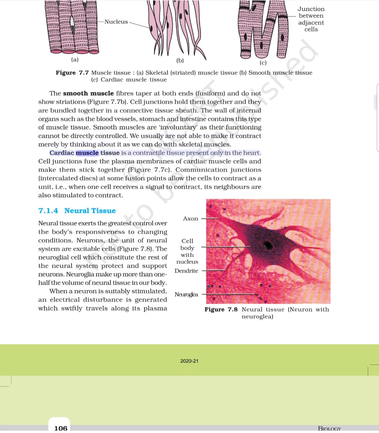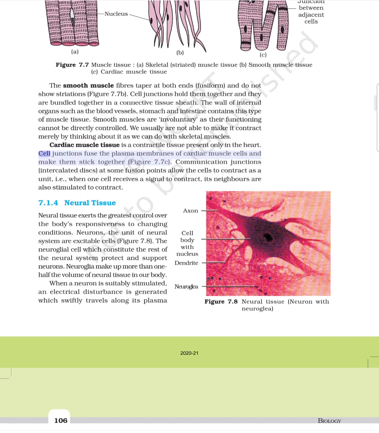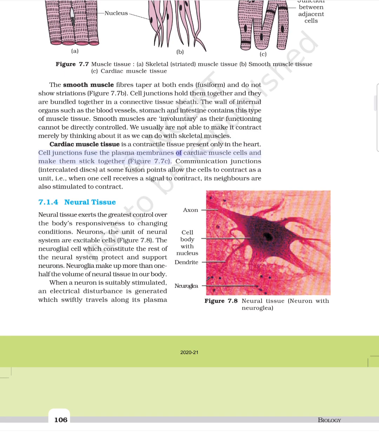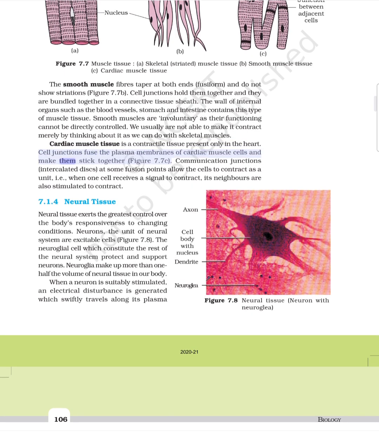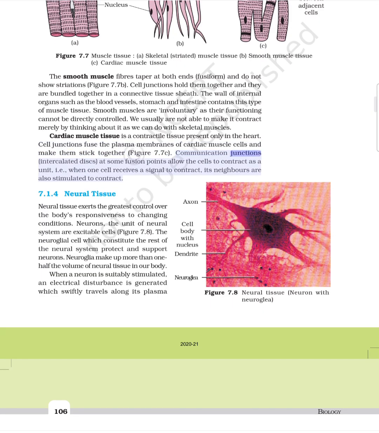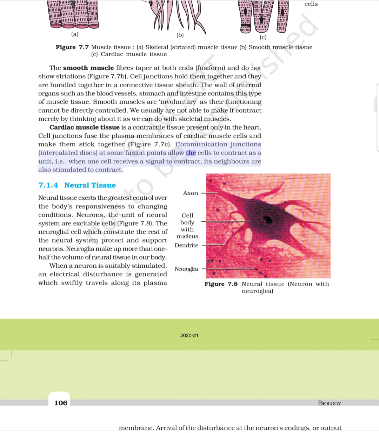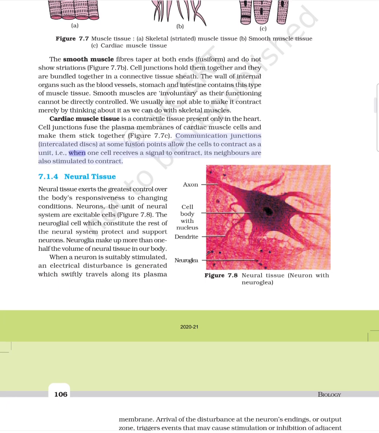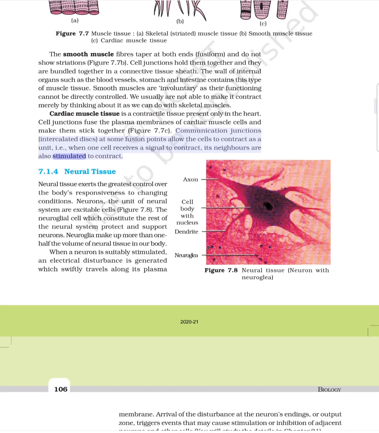Cardiac muscle tissue is a contractile tissue present only in the heart. Cell junctions fuse the plasma membranes of cardiac muscle cells and make them stick together. Communication junctions at some fusion points allow the cells to contract as a unit, that is, when one cell receives a signal to contract, its neighbors are also stimulated to contract.